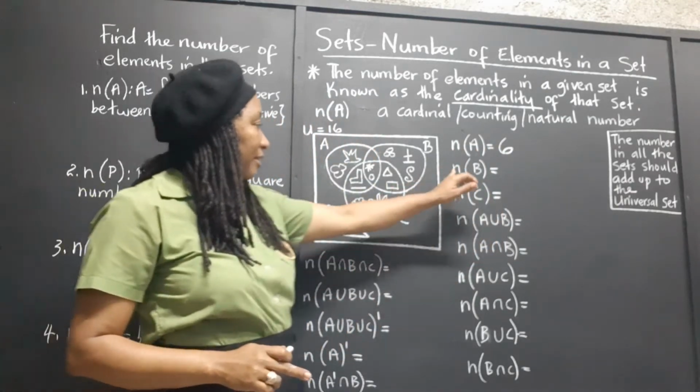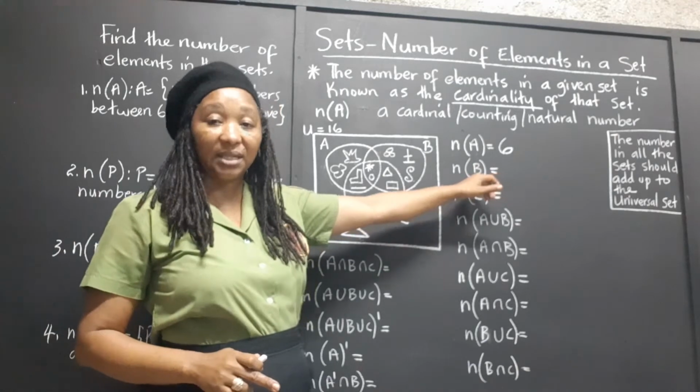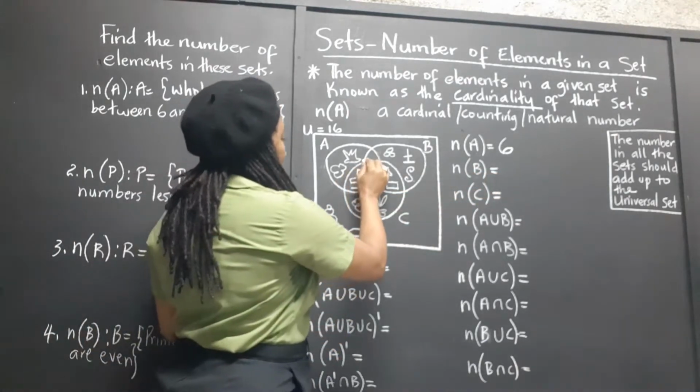How about the number of elements in set B? So this is set B.